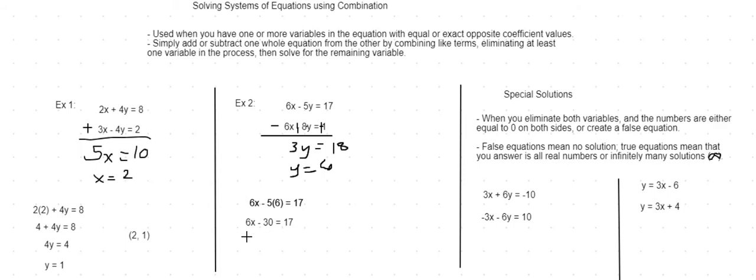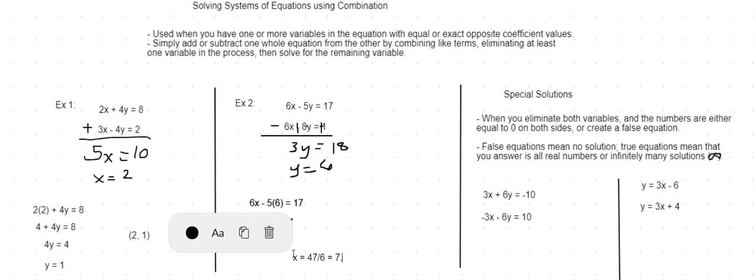Then I would go 6x. I'd add the 30 to both sides, so that would be 47. And then that makes x equal 47 over 6, which is roughly, that's almost 8.